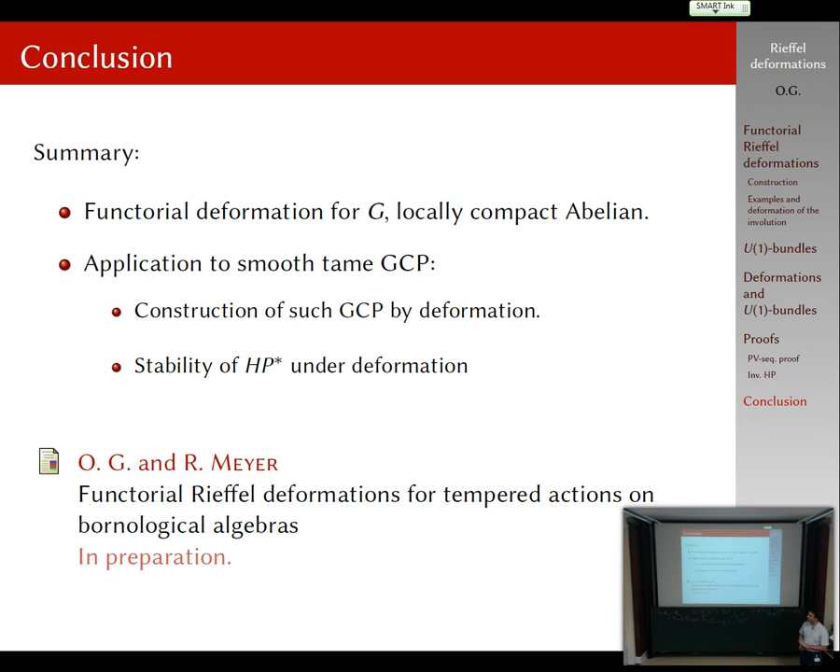Okay, and so, summary. We have seen how to define functorial deformations for G, a locally compact abelian group. We've seen applications to smooth tame generalized crossed products, that is these U1 bundles I mentioned. We've seen how we could construct such generalized crossed products using the deformation, and how the periodic cyclic cohomology of these U1 bundles is stable under deformation. And this is going to appear someday. Okay, so thank you very much for your attention.